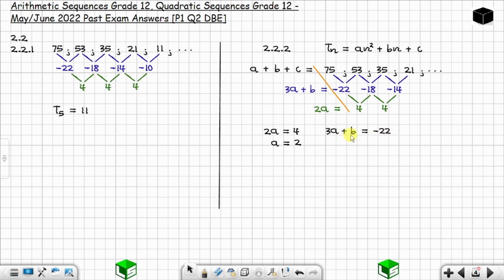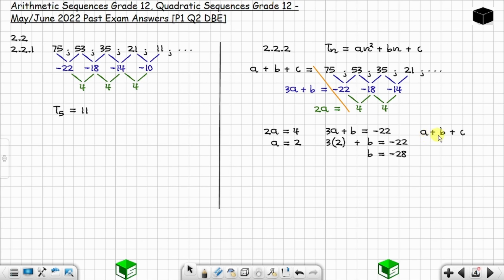You can see, now you have 3A. So it's 3 times A. A is 2. Right? Plus B is equal to negative 22. So this is 6. 3 times 2 is 6. You take your 6 to the right side, it becomes negative 6. So B is equal to negative 22 minus 6, which is negative 28. And you carry on to this one to determine your C.